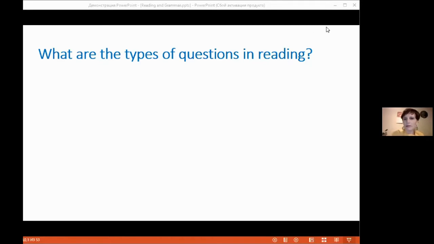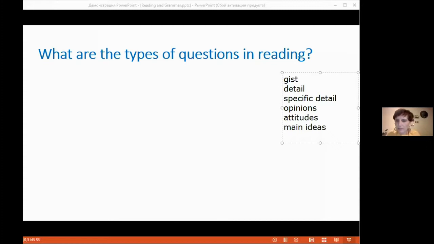Right, let me put this here somewhere. For gist, yes. Gist, yeah. Detail, people say detail. Specific info, which is mostly the same as detail. All right, opinions. Okay, and attitudes, right. Main idea, yeah, main idea, idea or ideas, right. Okay, thank you, Olga and Maria, and yes, mostly Olga and Maria for your participation. Here we are. Your answers are on the board here.